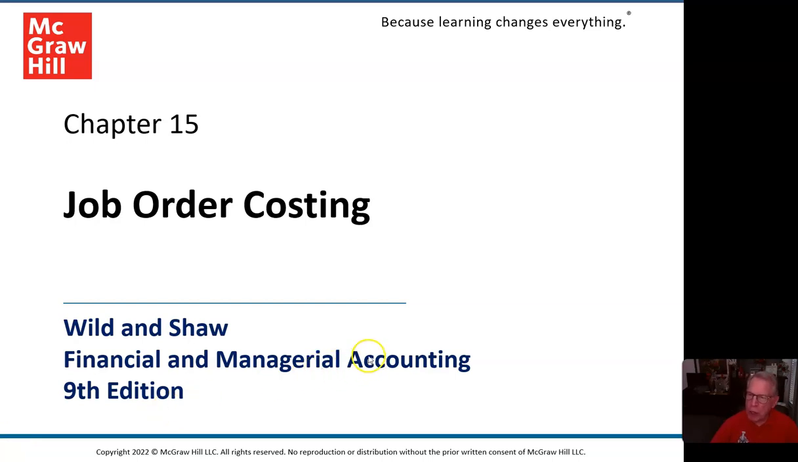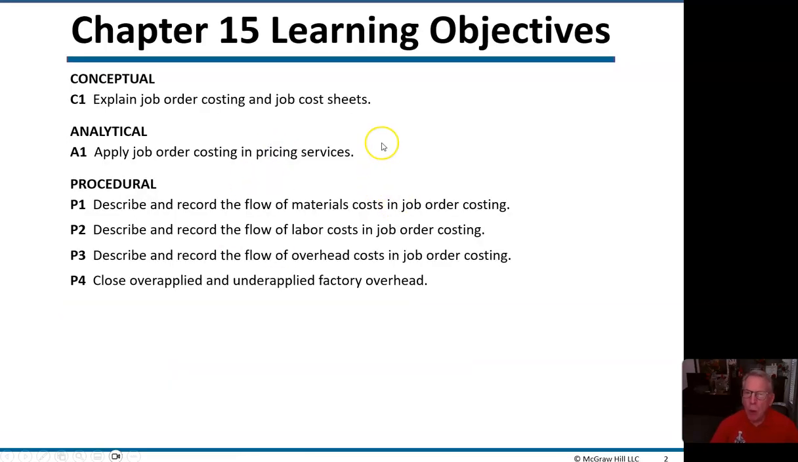In this video, we're going to look at job order costing. And then in Chapter 16, we'll take a look at process order costing. There are several differences. So here, we'll get right into job order costing. We're going to look in this chapter at explaining how that works, how we cost them, how we use job cost sheets, and how we may even use that for pricing services.